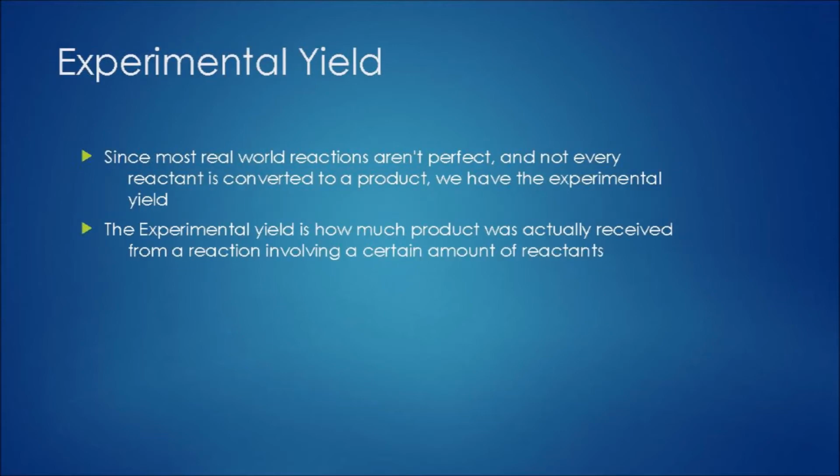On the other hand, we have experimental yield. Experimental yield is here because the world isn't perfect. We have many variables that can't always be accounted for when conducting a reaction, and so when we conduct a reaction as chemists, we don't always end up with a perfect amount of product that we get from a certain amount of molecules. This is why we have experimental yield. Experimental yield tells us how much of an actual product has been received from a reaction containing a certain amount of reactants.